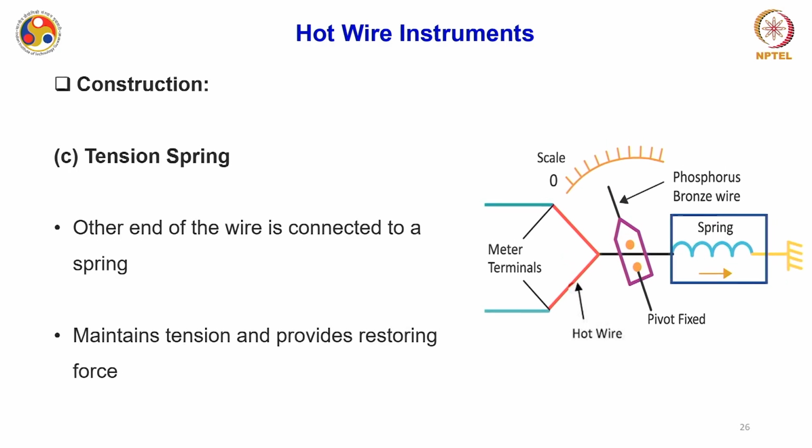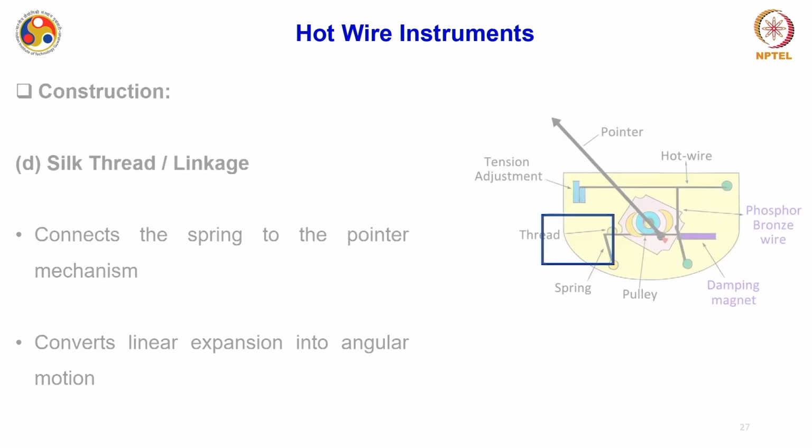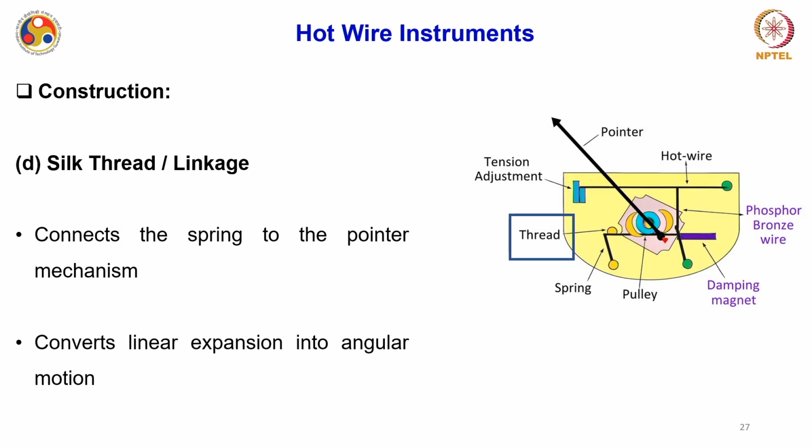Then we have a tension spring. The other end of the wire, which is already hinged at one position, is connected to this particular spring, and this spring maintains the tension and provides the restoring force, basically used as a controlling system. Then another important thing in the construction is the silk thread, which is also known as linkage. Although this looks very mechanical in nature, it connects the spring to the pointer itself. And therefore, it converts the linear expansion of the wire into an angular motion.